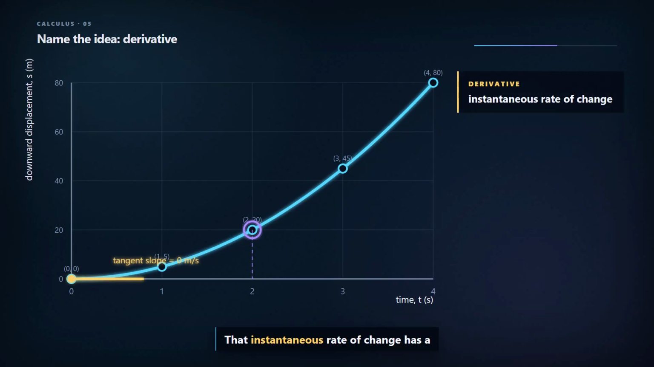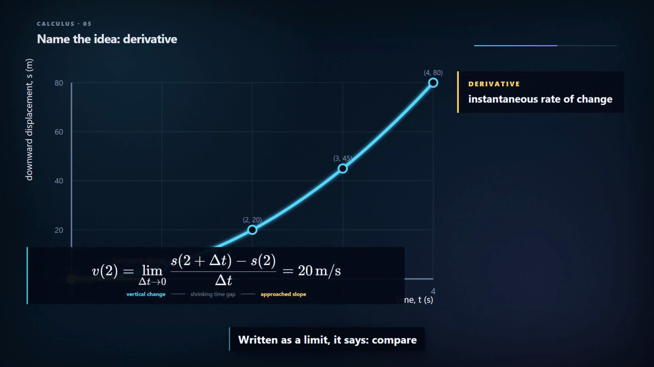That instantaneous rate of change has a name, the derivative. At 2 seconds, the derivative of position is 20 meters per second. Written as a limit, it says, compare nearby positions, divide by their time gap, and ask what the ratio approaches. Because we chose downward as positive, the velocity here is positive 20, and the speed is its magnitude, 20.